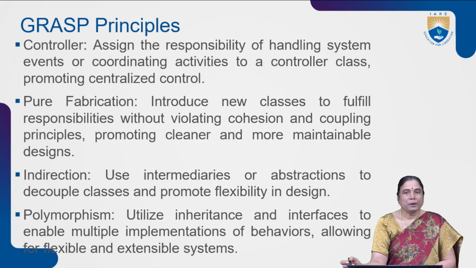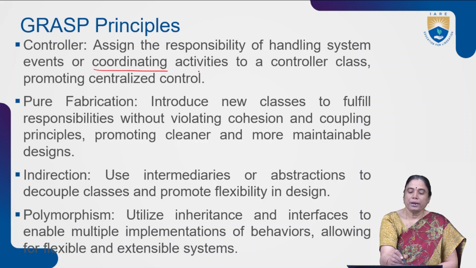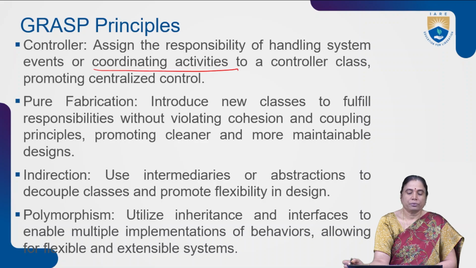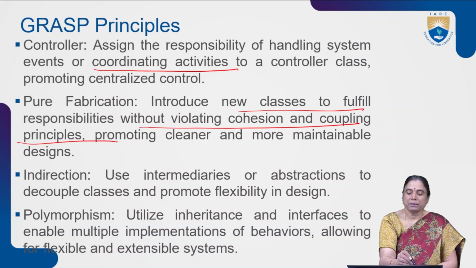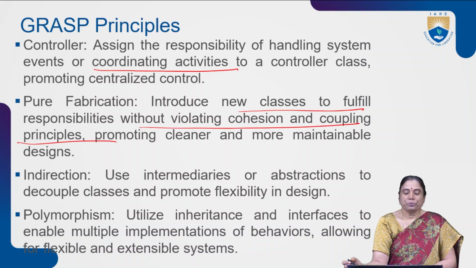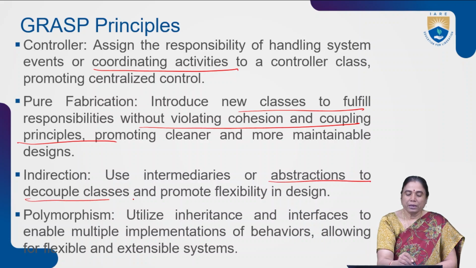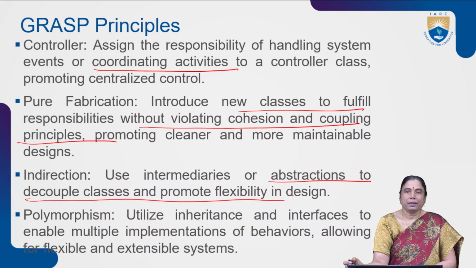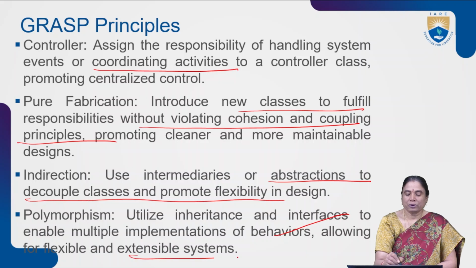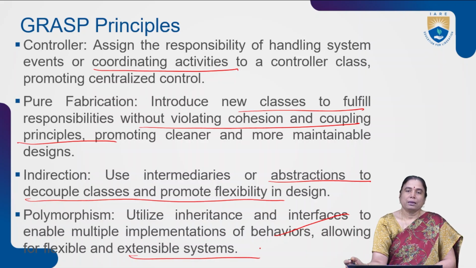Controller assigns responsibility of handling system events and coordinating activities to a controller class, promoting centralized control. Pure fabrication introduces new classes to fulfill responsibilities without violating cohesion and coupling principles. Indirection uses abstractions to decouple classes and promote flexibility in design. Polymorphism utilizes inheritance and interfaces to enable multiple implementations of behaviors, allowing for flexible and extensible systems. All these are the GRASP principles.